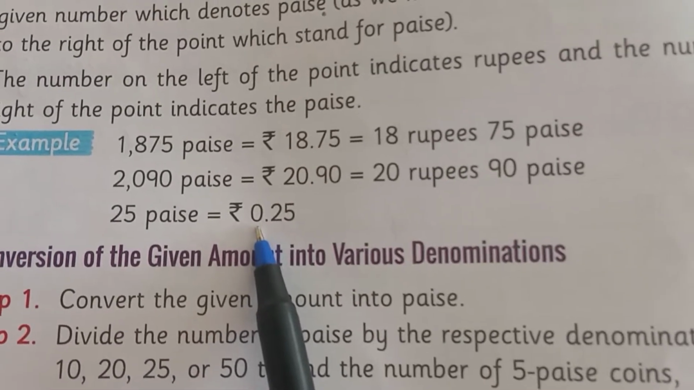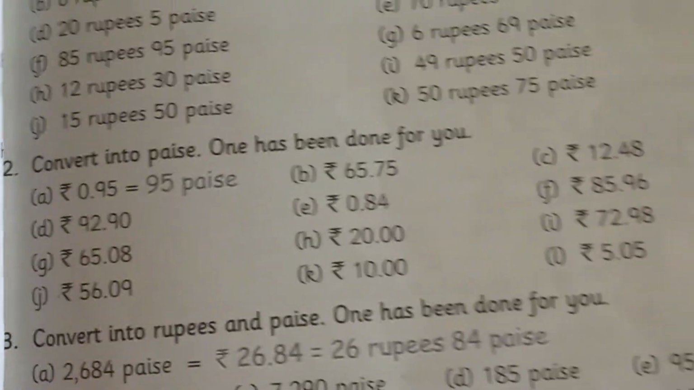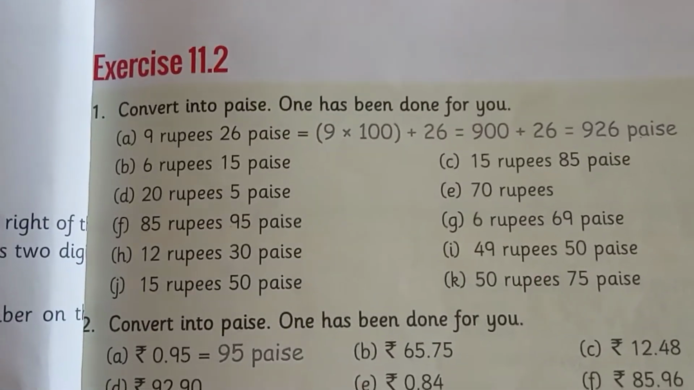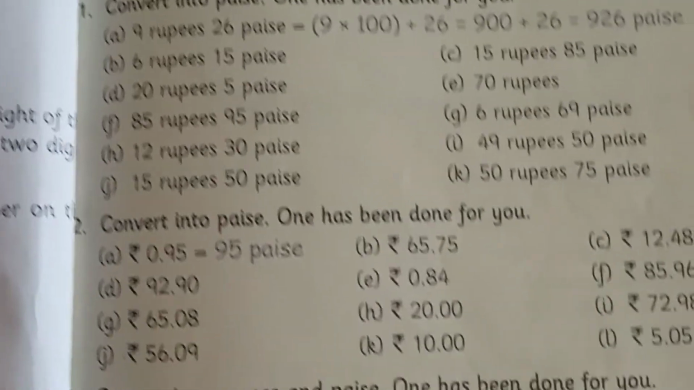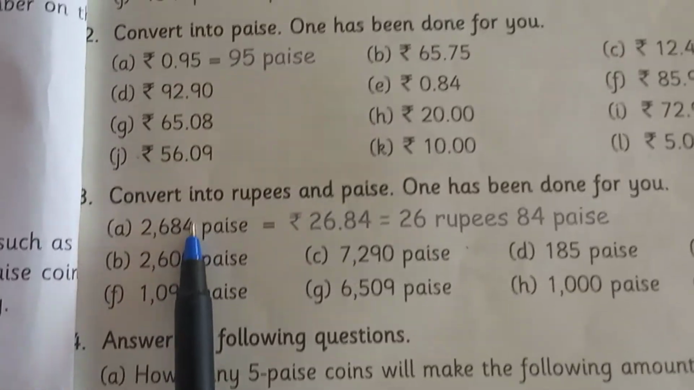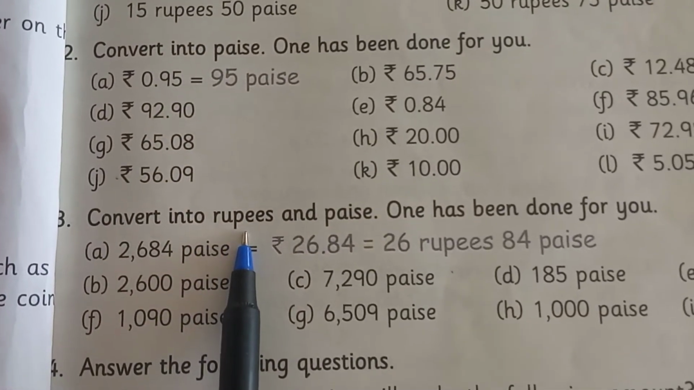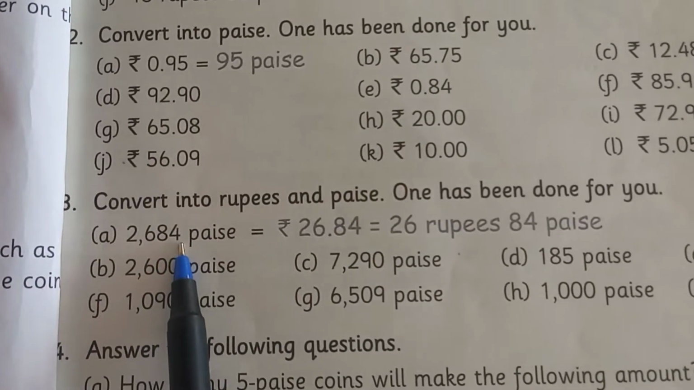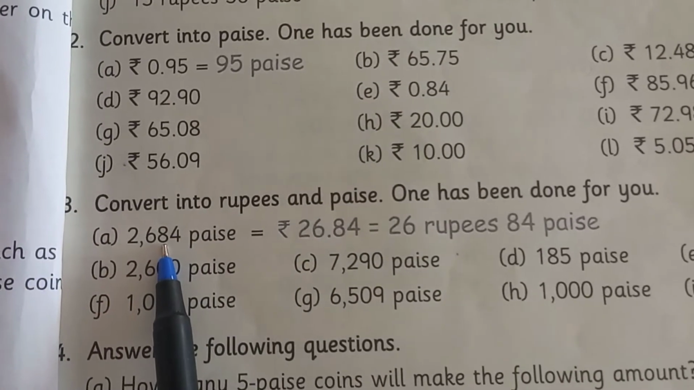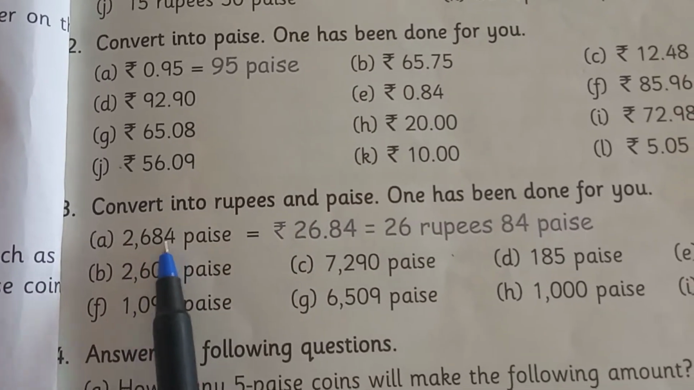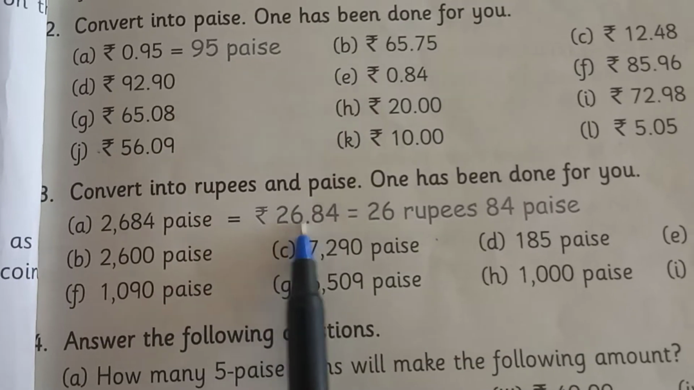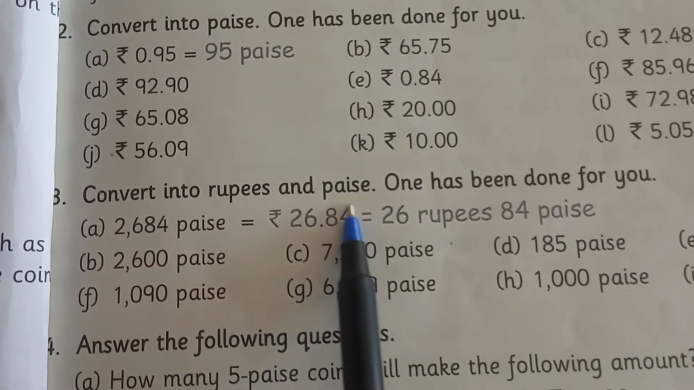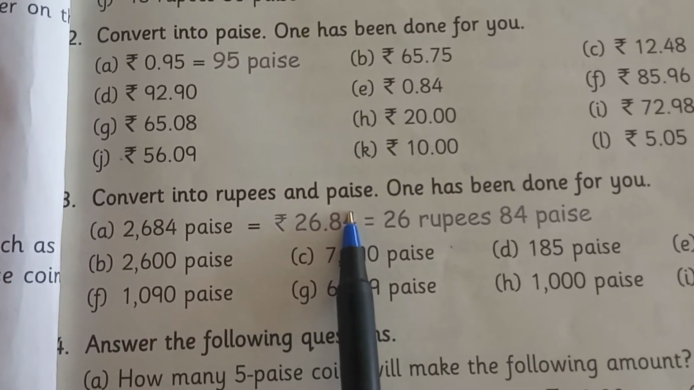Now today we will do exercise 11.2 question number 3. In our last class we had done question number 1 and question number 2. Today we will do our question number 3. Convert into rupees and paise. One has been done for you children. 2684 paise. Count here 2 digits. 26.84. So we have rupees 26.84. Means 26 rupees 84 paise. I hope it is clear.